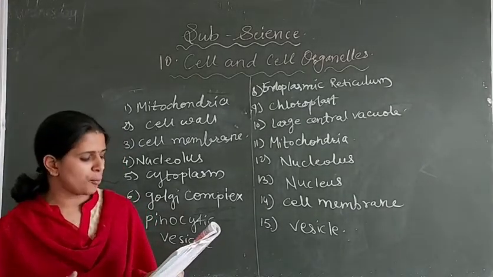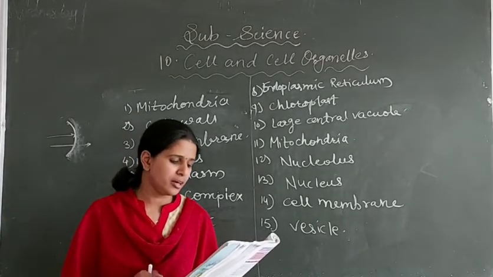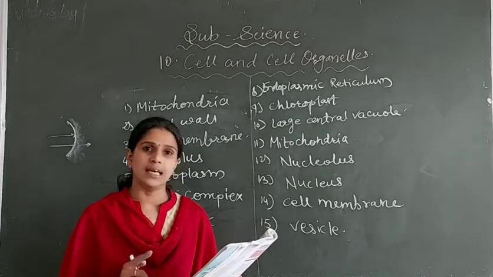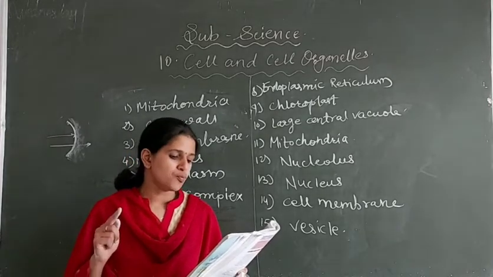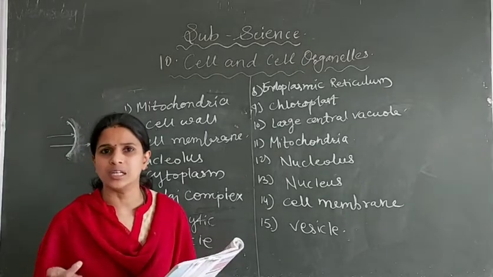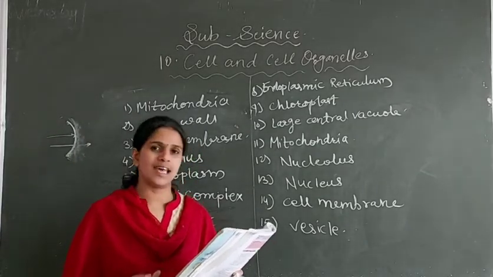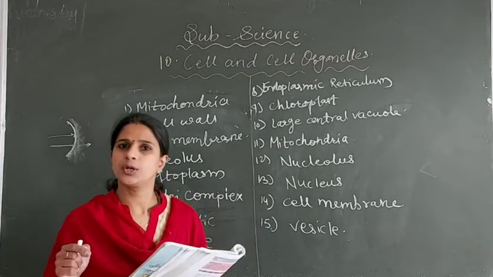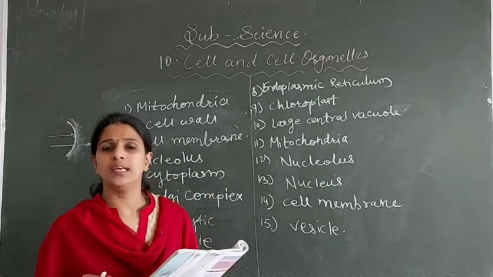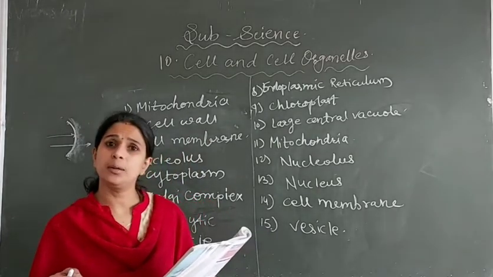The first component which is given in your textbook, page number 67, see the chart. Component is cell membrane. It is present in animal also and present in plant also. Next is cell wall. Already I told you that cell wall is absent in animal cell and present in plant cell.